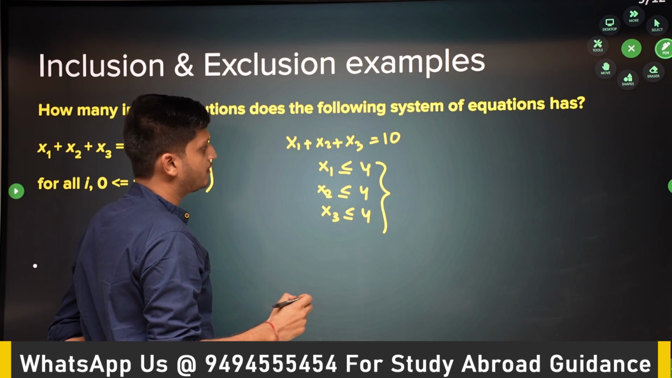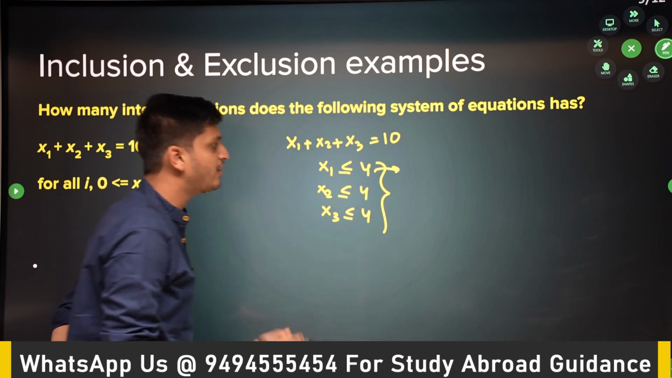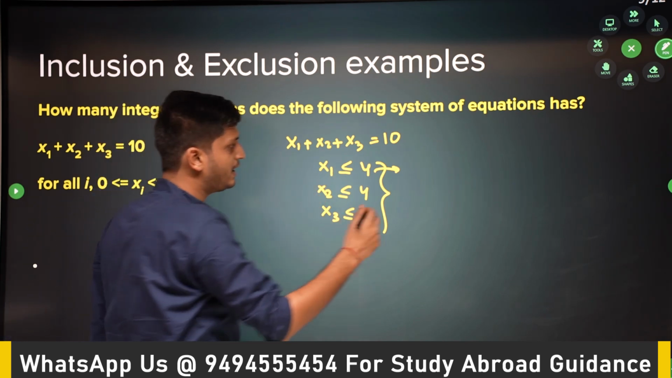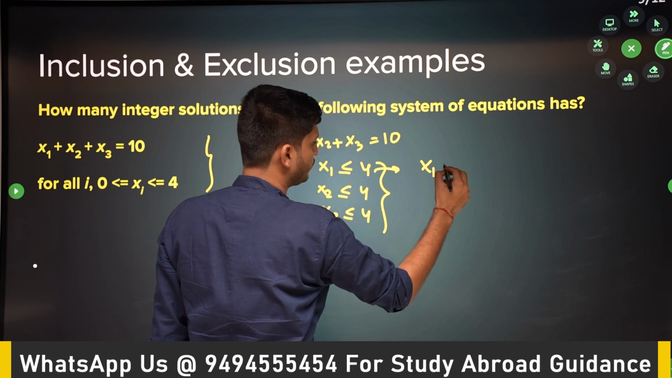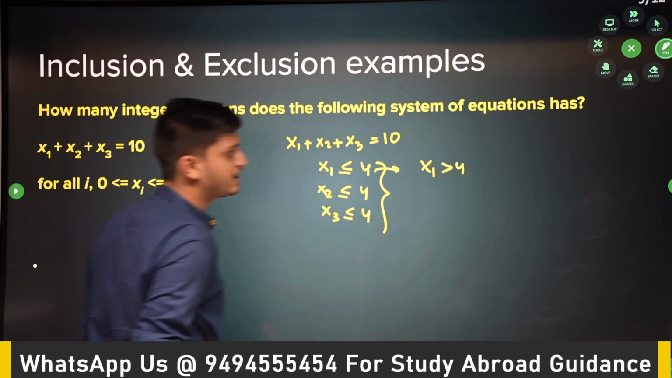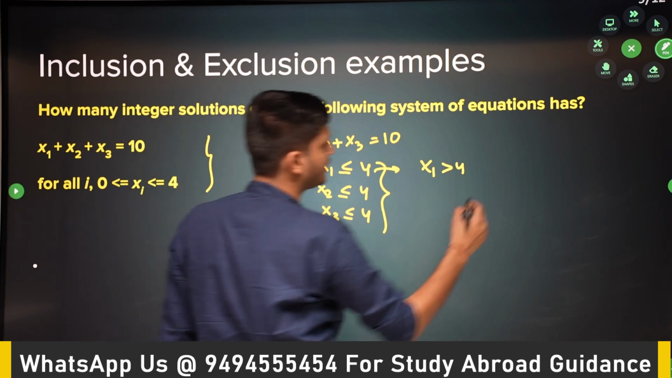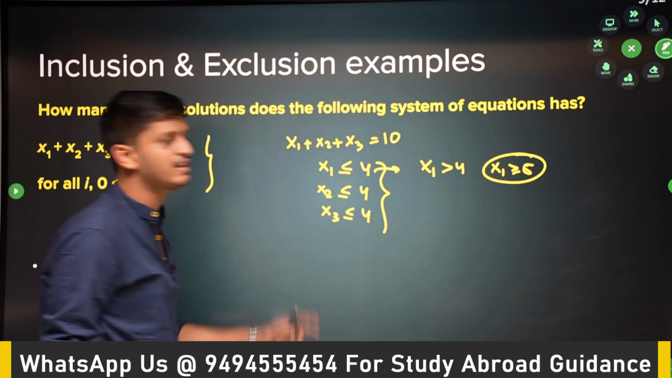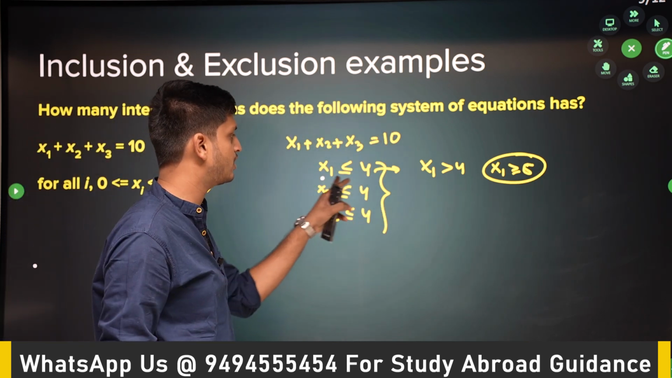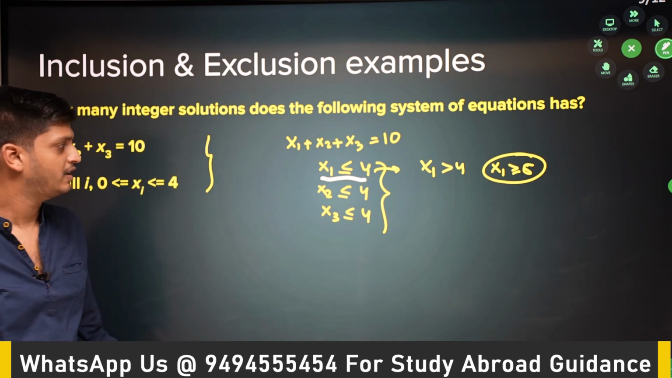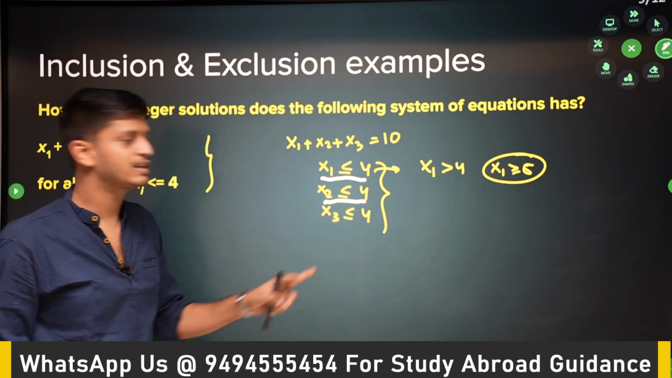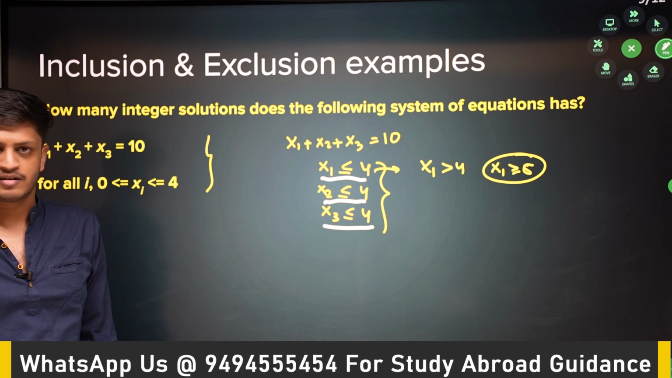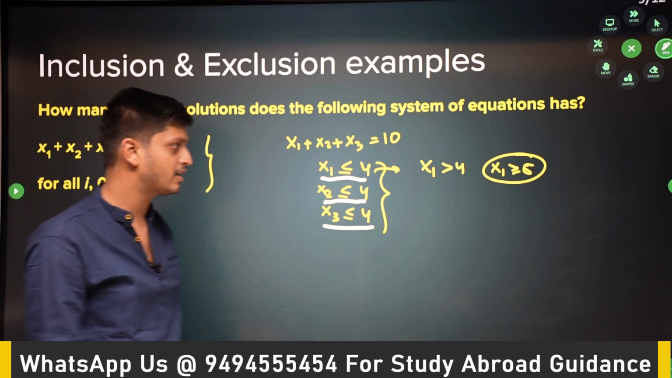So see, what is the counterpart of this? If I want to exploit this condition, then x1 has to be greater than 4. Or basically x1 has to be greater than or equal to 5. If x1 is greater than or equal to 5, then this condition is not taken care of. You agree? Similarly, if x2 is greater than or equal to 5, then this condition is not taken care of. Similarly, if x3 is greater than or equal to 5, this condition is not getting taken care of.